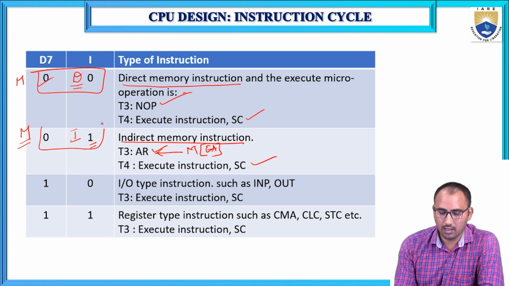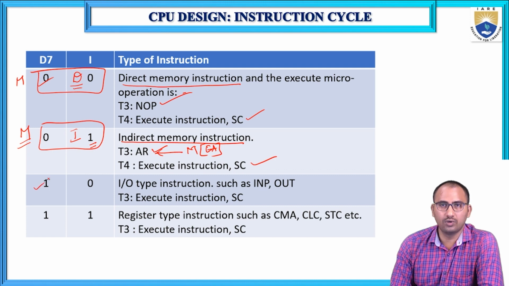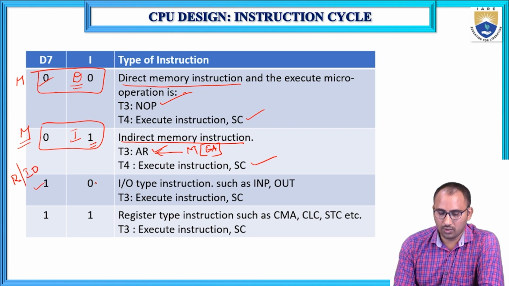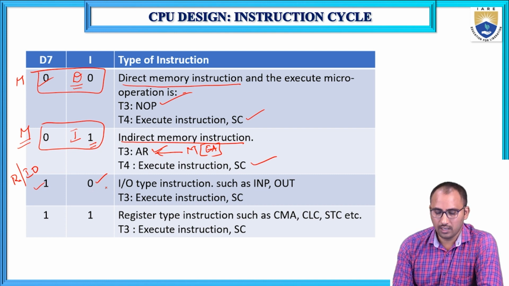Similarly, when D7 is equal to 1, D7 is equal to 1 means whether it is a register reference instruction or an IO reference instruction. And I is equal to 0. So I equal to 0 means it is an IO type, input or output type. Okay. So what are the input or output type instructions? Input, output, in, out. So during T3, the execution will take place.